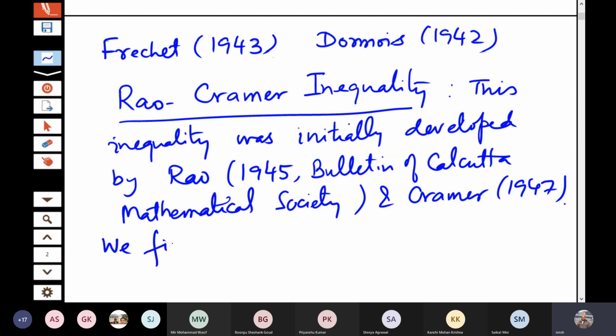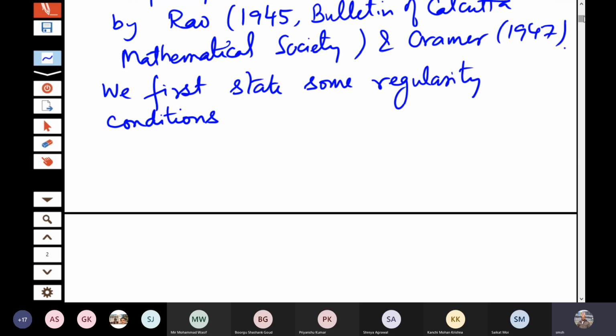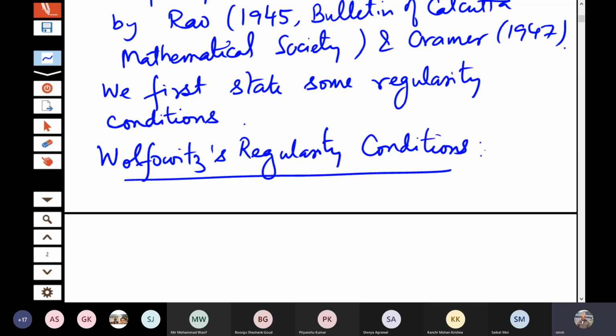We first state some regularity conditions. By regularity conditions, we mean that the probability distribution satisfies certain conditions. Under those conditions, this inequality will be true. These are known as Wolfowitz regularity conditions. I am giving the most updated form.